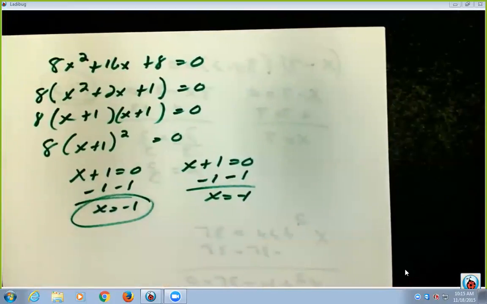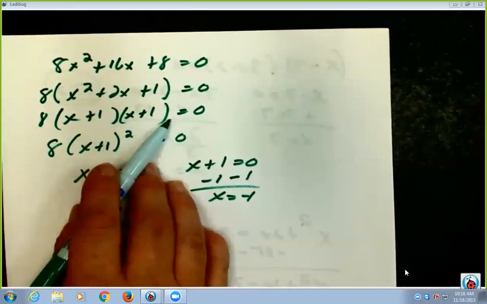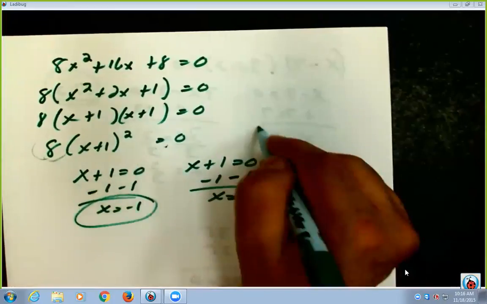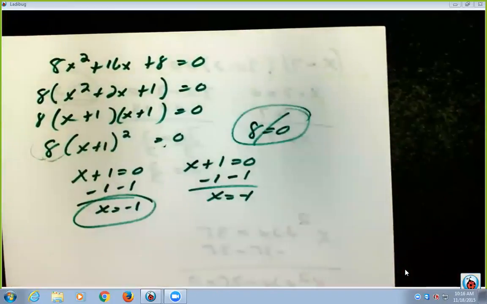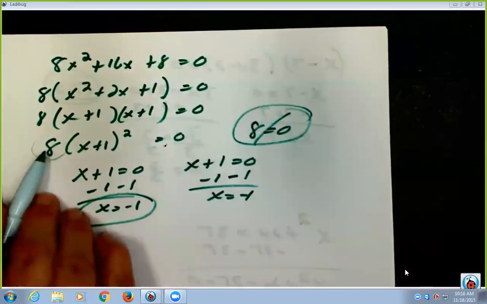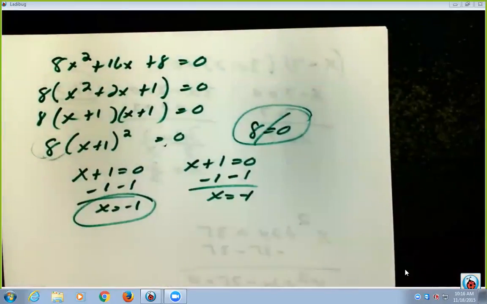Now, the 8 out in front, you might look at that and say, well, but wait a minute, what do I do with that 8? The 8 has only increased it and made it 8 times the size it should be. It doesn't change my answer. It's not something I have to set equal to 0, because if I set 8 equals 0, that's not true. So the 8 is just kind of sitting out there. Now, if you pulled out an 8x, then that's a little different story, because then you've got to set that thing equal to 0 to come up with what your solution would end up being.